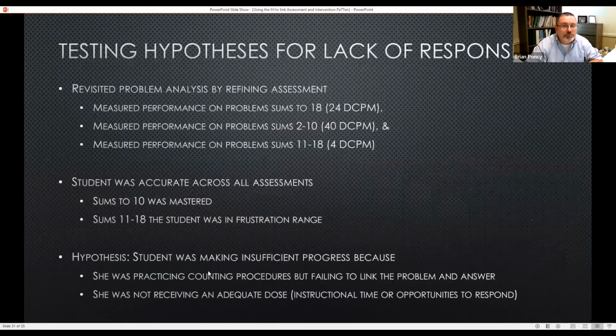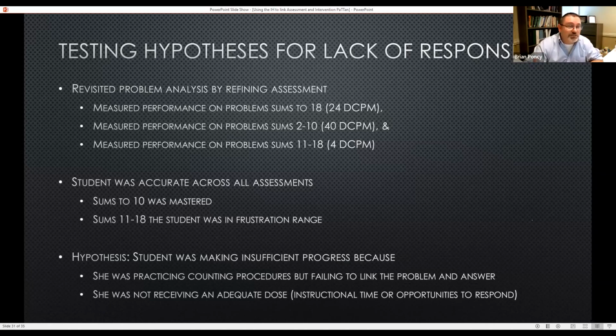So we retested the student. The child was at 24 digits correct per minute on their sums to 18. But when I measured them on sums 2 to 10, they were at 40. And when I had the student assess sums 11 to 18, the student was only at 4 digits correct per minute. Now she was accurate across all assessments, but guess what? Sums to 10 was mastered already. And sums 11 to 18, the student was actually in the frustration range.